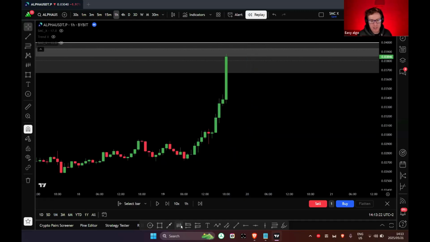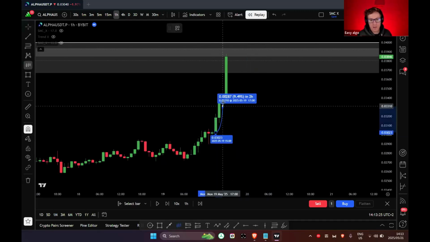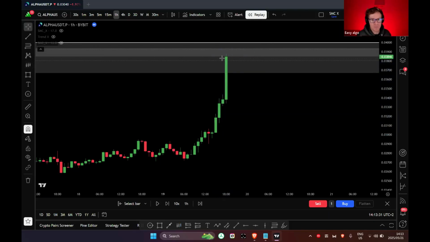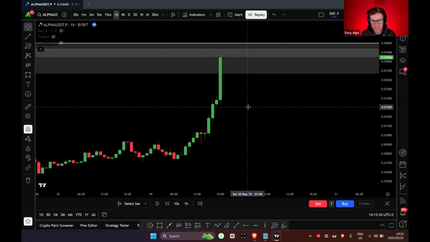Oftentimes, and especially during this run, from this point on, we got these big expansive moves. That was almost 30% in 3 hours. That's 10% per hour that it's moving. When you see a token that's moving with this kind of momentum, you have to actually go onto a much lower time frame to catch it.